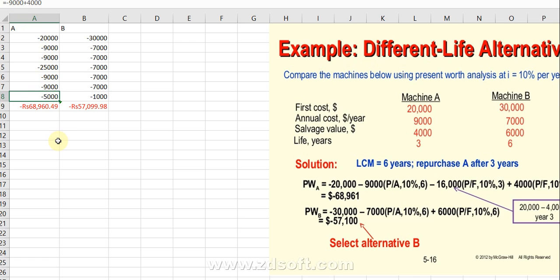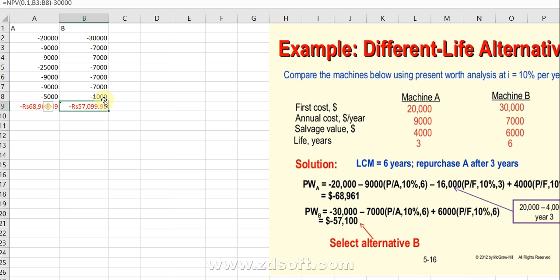To calculate its present worth, we'll use the NPV command in Excel. You can see this formula over there in the cell. Then we have the interest rate of 0.1, and then the cell values from -9,000 till -5,000. Keep in mind that you do not need to put the initial cost in the NPV brackets. You have to put it separately, like this, -20,000. So the year zero value will not be included in the formula. It will be added separately to calculate the present worth of the alternative. And similarly it comes to -68,960.